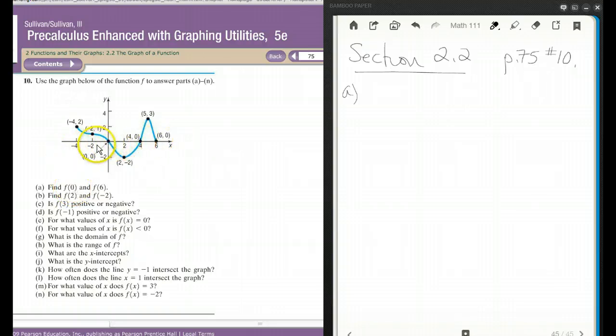So if we're asked for f of 0, I just have to look for when x is equal to 0, where are we on the graph? When x is 0, we are right here, right? So notice that point 0, 0 is on the graph, which means when the input is 0, the output is 0. Okay, so that means that f of 0 is 0.